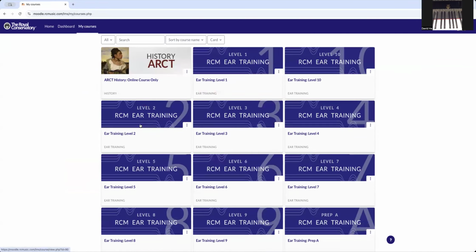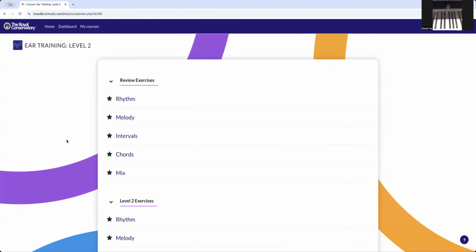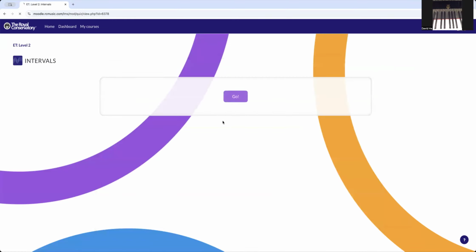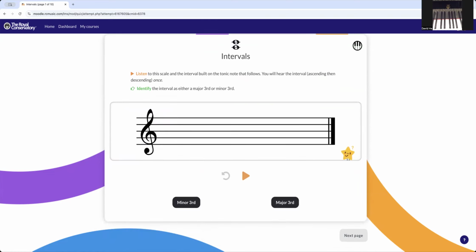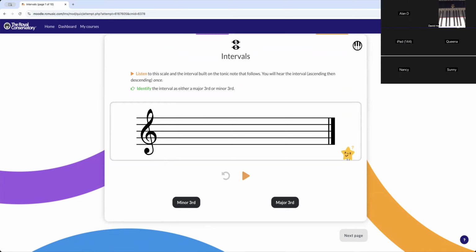Okay, let's do something a little bit harder today. Intervals. Listen to this scale. I'm going to play this one later, and you give me a thumbs up if you can hear this one clearly. Listen to this scale and then intervals built on this tonic note that follows. You will hear the interval ascending, then descending. It's going up and going down.